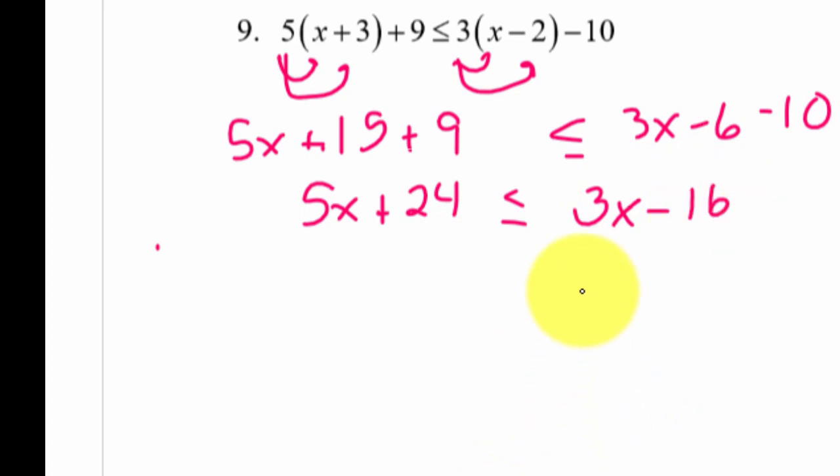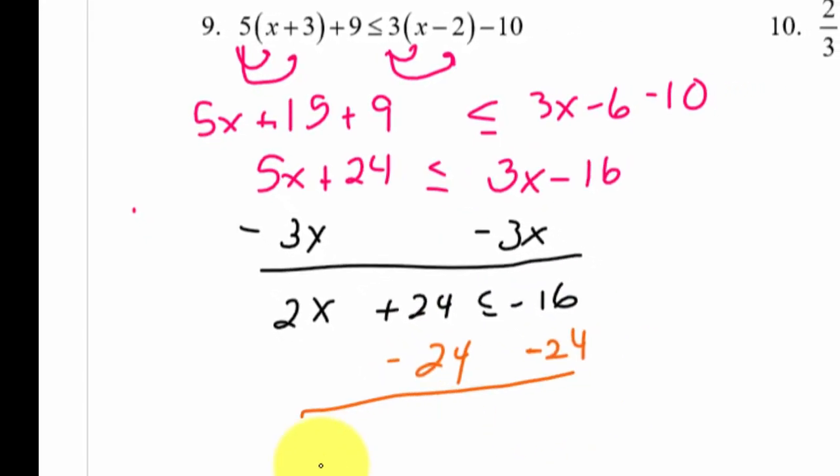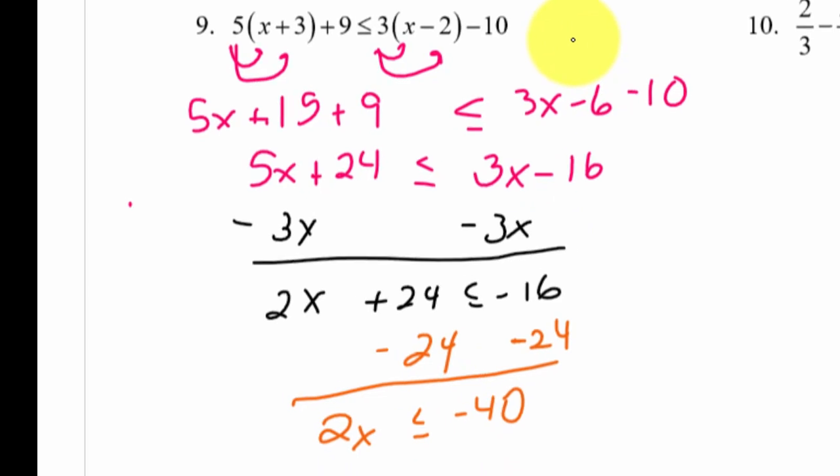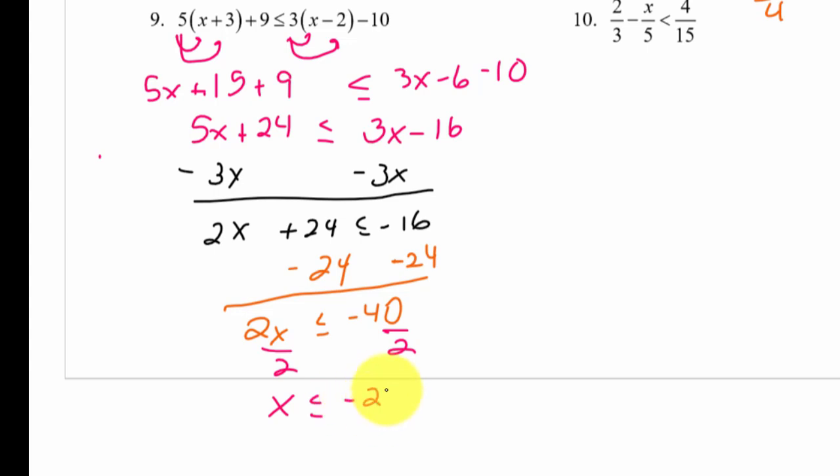Now we're going to want to subtract the 3x from both sides so that we can get those x terms there on the left hand side, and so that will be a 2x plus 24 is less than or equal to a negative 16, and we're going to subtract 24 from both sides here, so we get 2x is less than or equal to a negative 40, and now we're going to divide by 2. So x is less than or equal to negative 20. So our negative 20 is our biggest number in our interval, so it will be on the right hand side of the interval, and we want all the numbers smaller than that, which will go towards negative infinity with a parentheses.